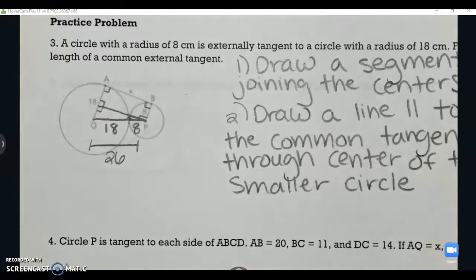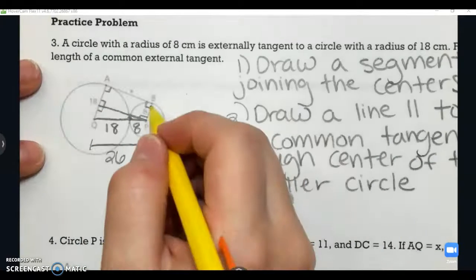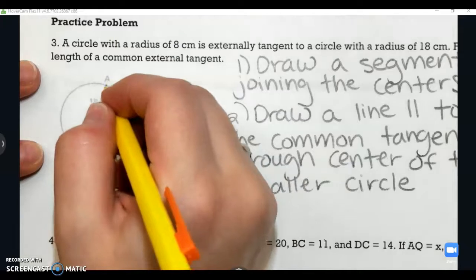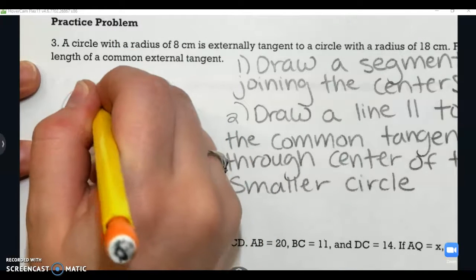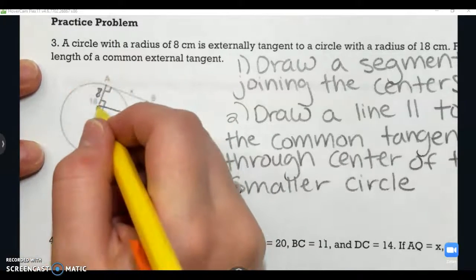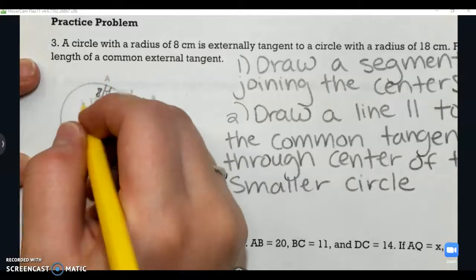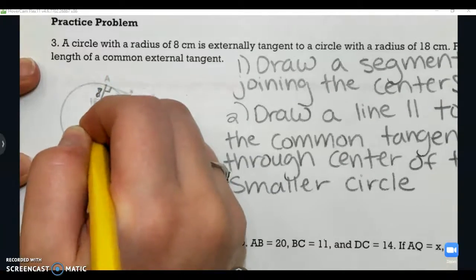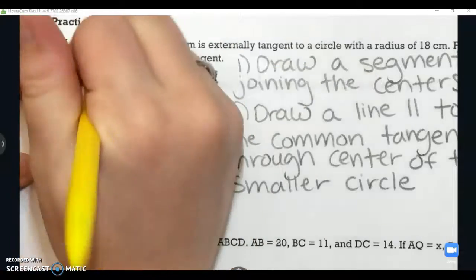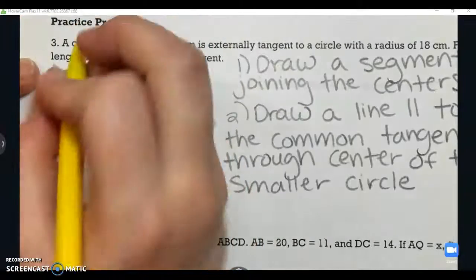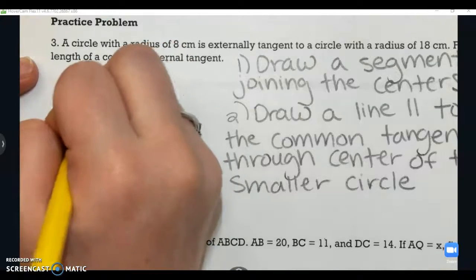So now remember, in rectangles, opposite sides are congruent, which means if this is 8, then this piece is 8, and the remaining section would be 10, because if the total length is 18, I just took a piece that is 8, and I'm going to rewrite that because it looks a little tiny. Then the remaining piece is 10.